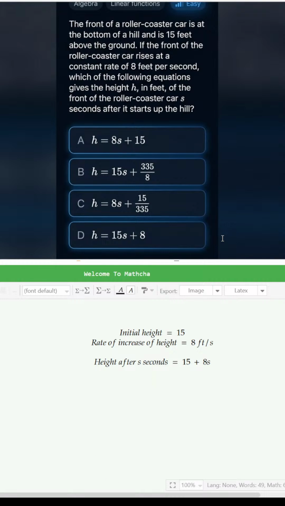So let us look at the options. The first one is 8s plus 15, so that should be the correct option. So the correct answer is option A, that is 8s plus 15.